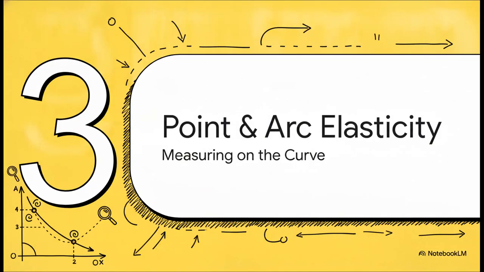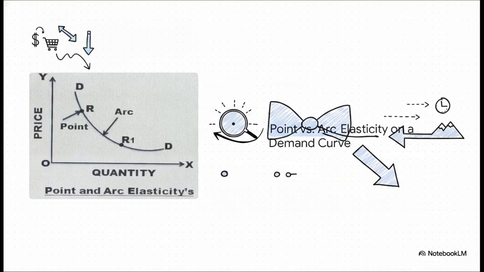Okay, section 3, point and arc elasticity. So point elasticity measures responsiveness at one microscopic spot on the curve, like point R. Arc elasticity, on the other hand, measures a larger, finite movement between 2 points, say R and R1. If the price change is incredibly small, like almost infinitely small, we use the point method.